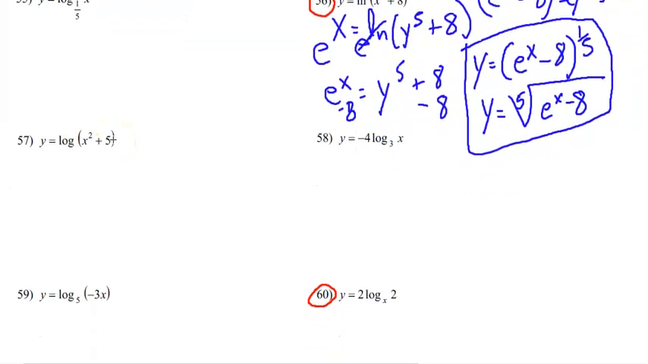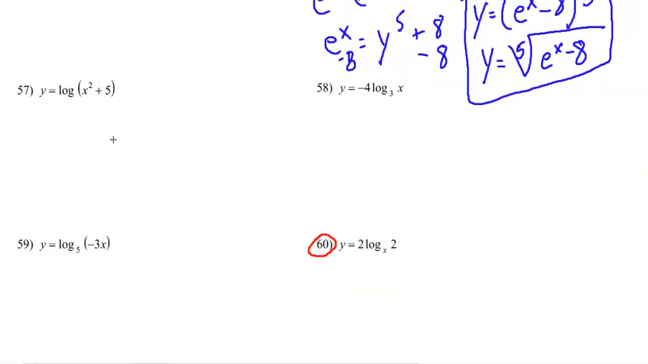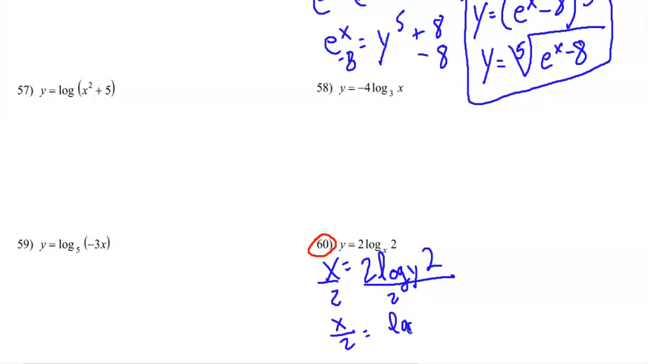Alright, let's look at one more in this section, number 60. y equals 2 log base x of 2. Switch the x and the y's and solve for the new y. So we're going to divide each side by 2. So then we have x over 2 equals log y of 2.